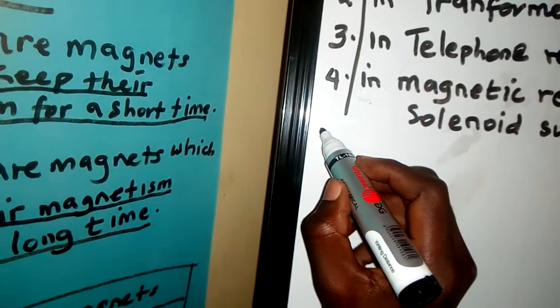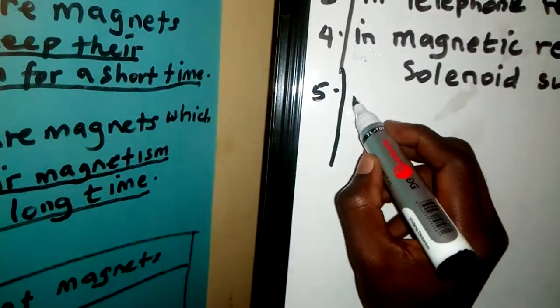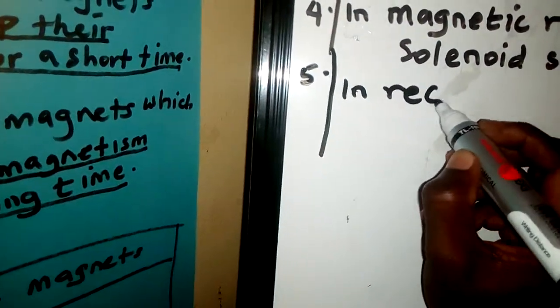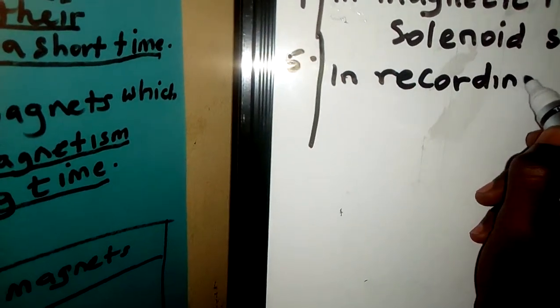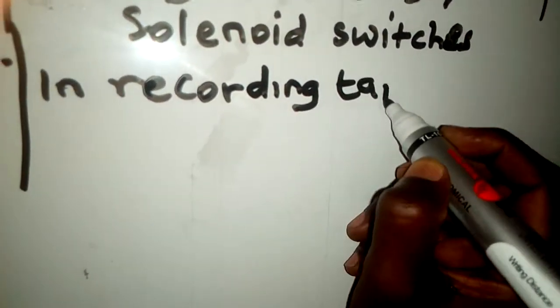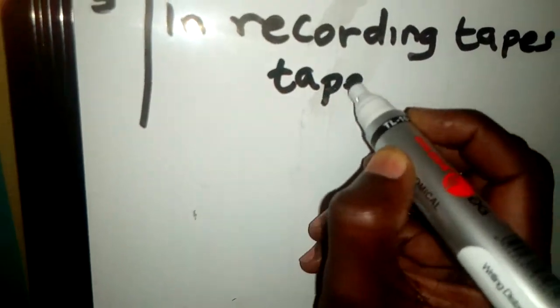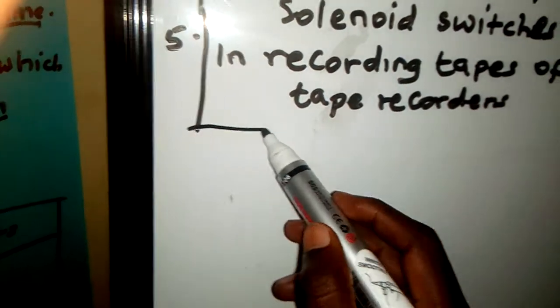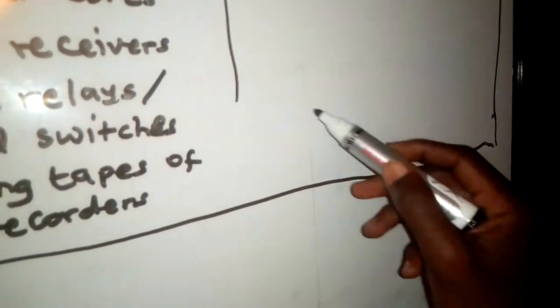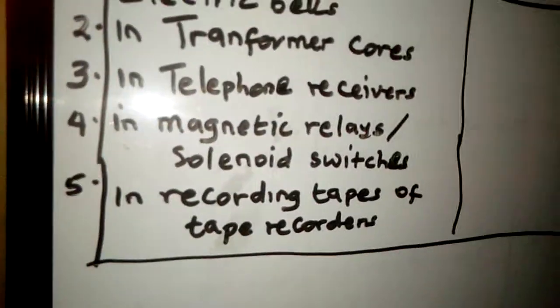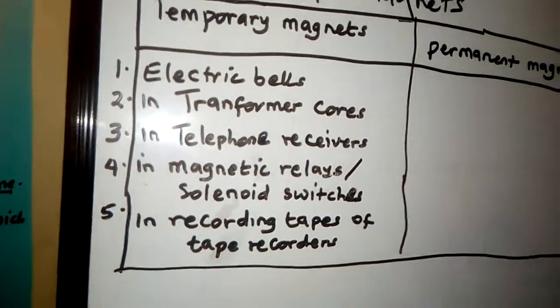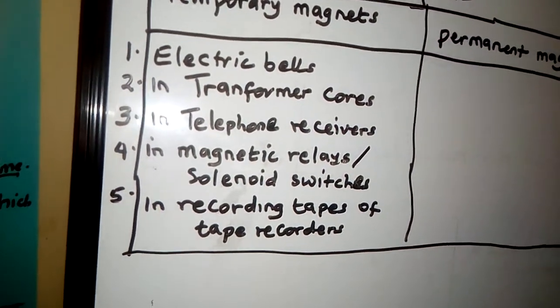We can also use them in recording tapes of tape recorders. Now, all these are uses of temporary magnets. Now, we also have uses of permanent magnets.